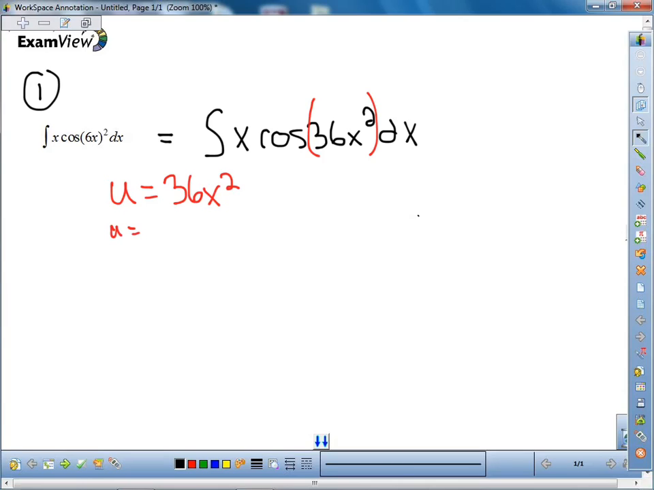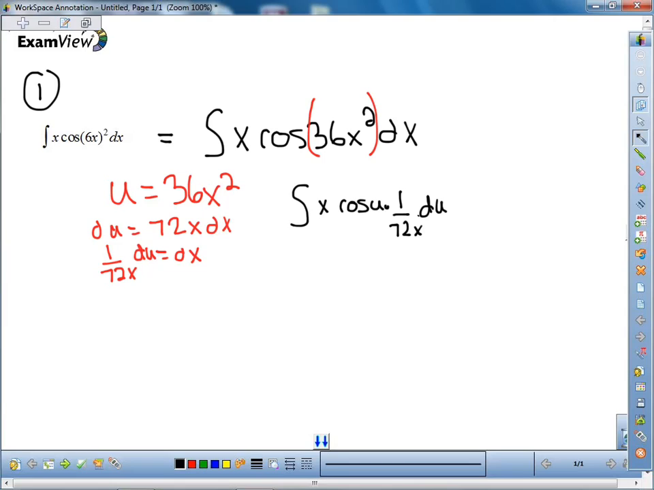So that would make u 36x squared, and du is 72x dx. So 1 over 72x du is equal to dx. If I substitute everything back, I'm going to have x cosine of u times 1 over 72x du. Notice how my x's are going to cancel.